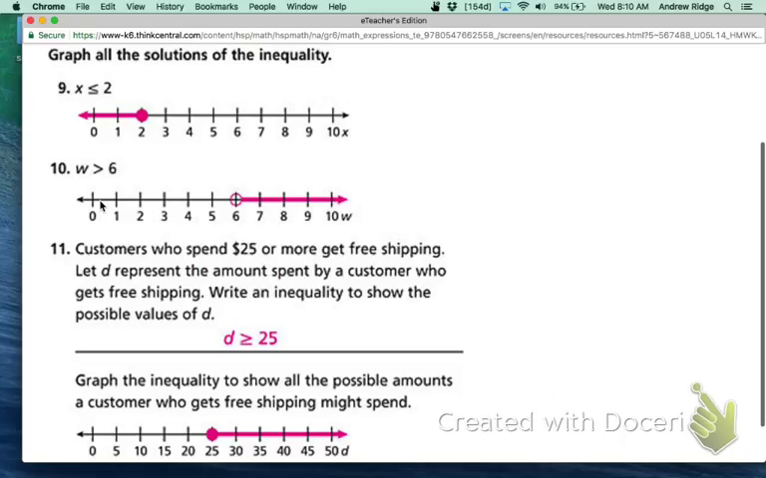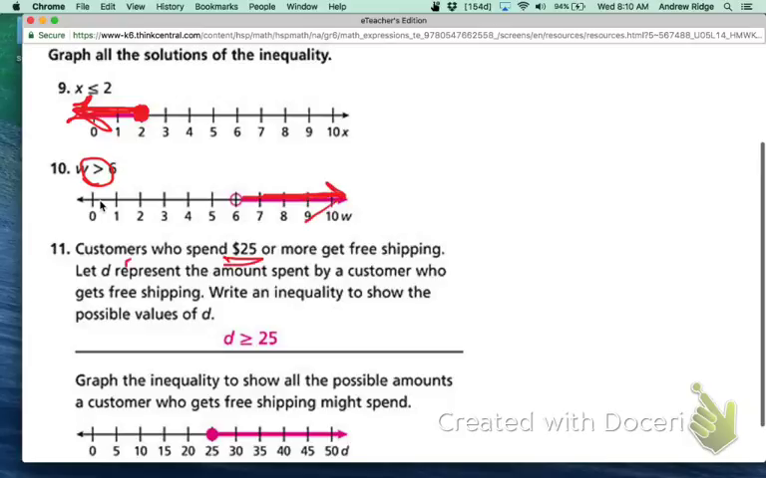Here we're graphing the solutions to an inequality, right? Because it's less than or equal to, we have to include the 2. So x is less than or equal to 2, so any of the numbers down here. This is 6, just greater than 6, right? So we can't include 6, that's why the circle is open. So it's just all the numbers above 6.